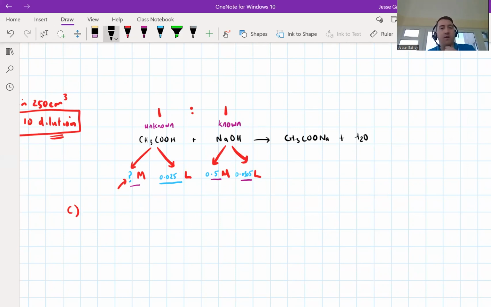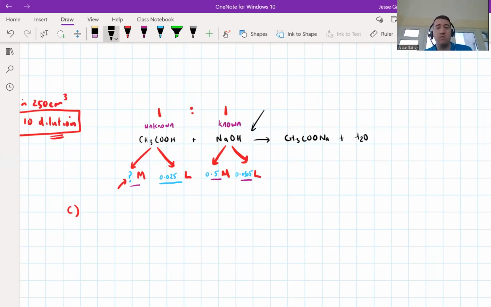Okay, so the first thing we got to do is work with the thing that we know, which is this. And what we got to do is find out how many moles of this we have. We have a 0.5 mole per liter solution, and we use 0.0305 liters.